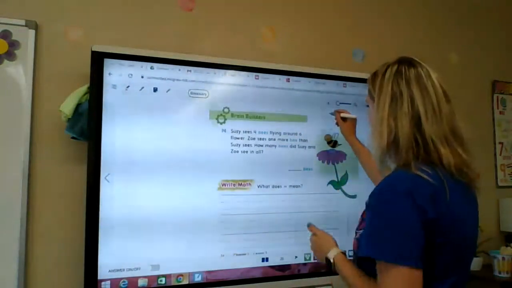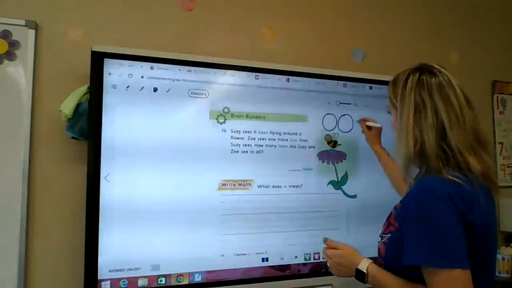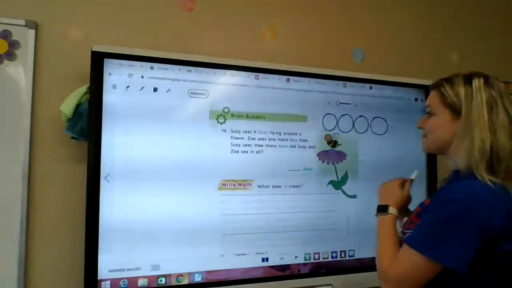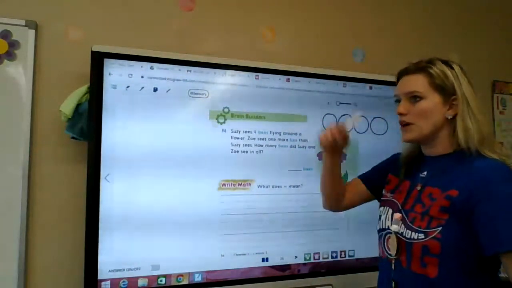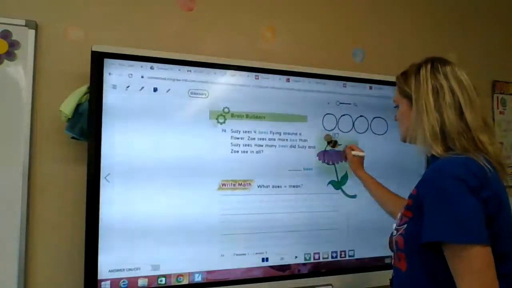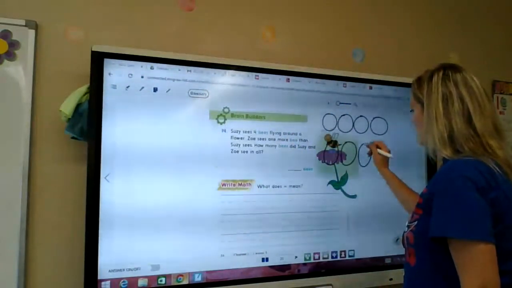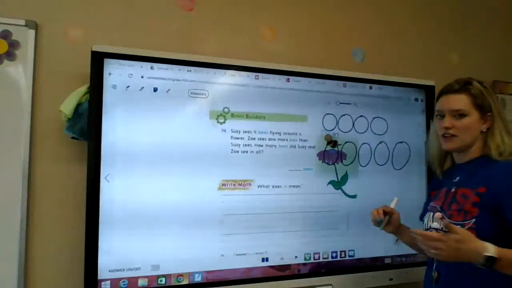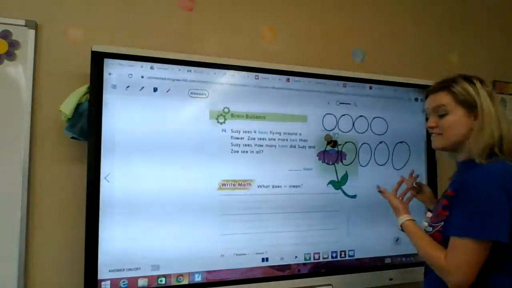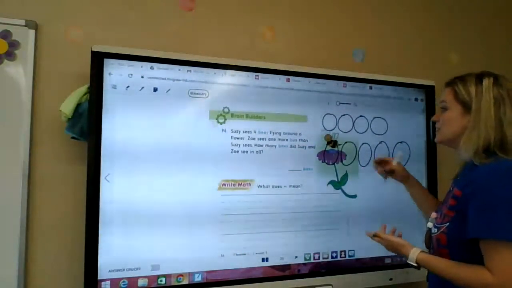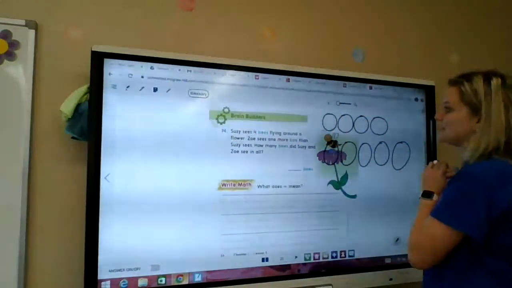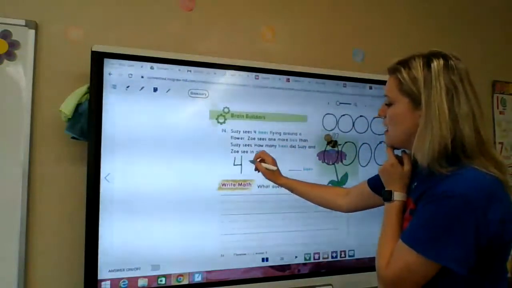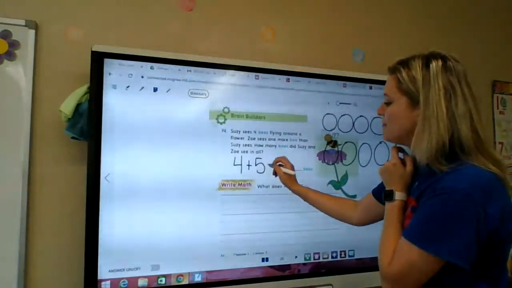Okay, so her friend Susie saw 4 bees. Okay, so 4 bees. I drew 4 bees. Her friend saw 1 more than Susie. So if Susie saw 4 bees, her friend Zoe saw 1 more. So that means 1 more than 4 is 5. So these are all the bees they saw. So now we can count them up. So we had 4 bees, and then her friend saw 5 bees.